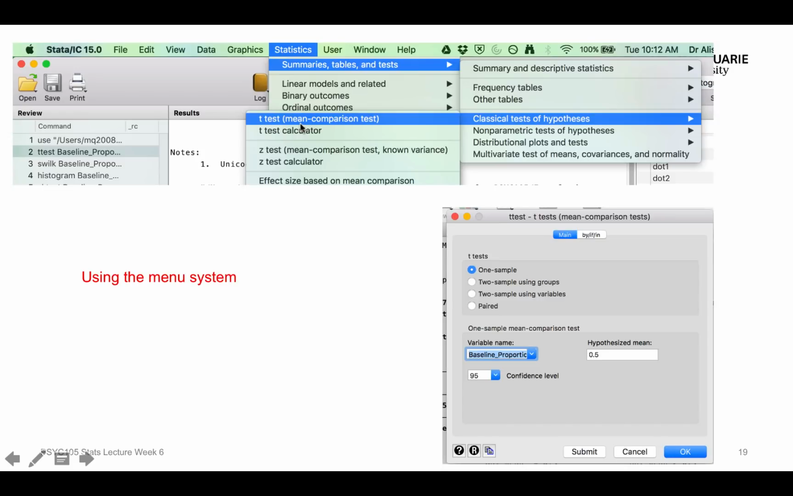And then this menu would come up. We would select a one sample t-test up the top here. We would select the variable that we're undertaking this one sample t-test on, just using this drop-down menu here, and you can see I've already selected the baseline proportion of gaze. And then what we need to do is to put the test value into this hypothesized mean box. So in this instance, our test value is 0.5 because we want to see if the infant spent a disproportionate amount of time looking at one singer compared to the other singer.